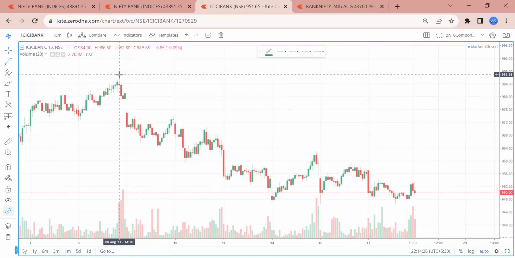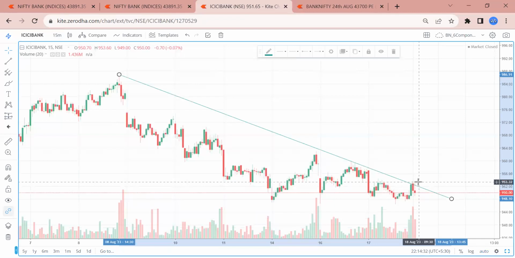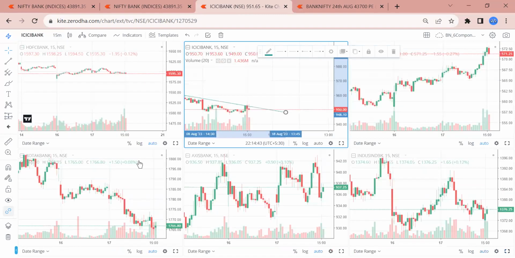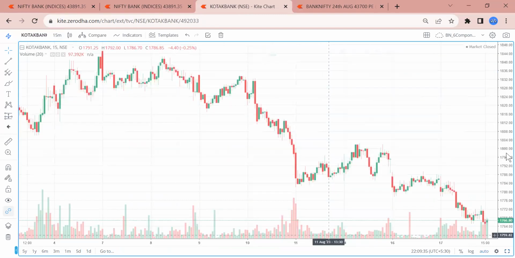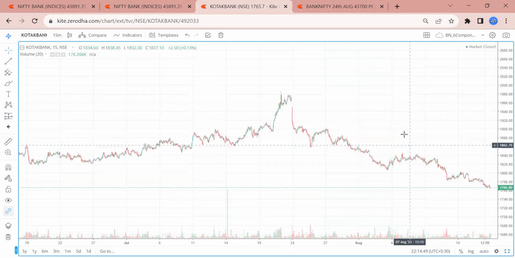But interestingly, ICICI has got a better chart pattern working for it. So if it is able to close above 955, you would see 960 and 965 hitting very soon. So ICICI is looking better, neutral to bullish. Kotak, again bearish in my opinion. It's actually continuously falling down.